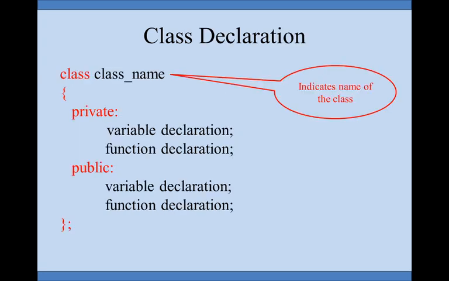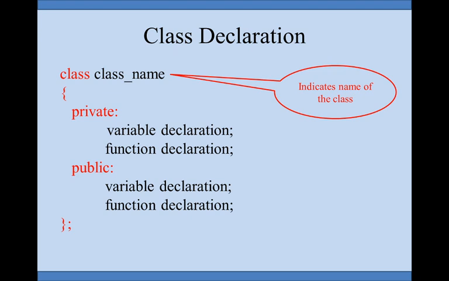now let us see the class declaration syntax. So we are learning this object oriented programming as a C++ concept. So this syntax can be used for C++ only. Okay, we are not learning it for Java or any other language, so it is for C++.